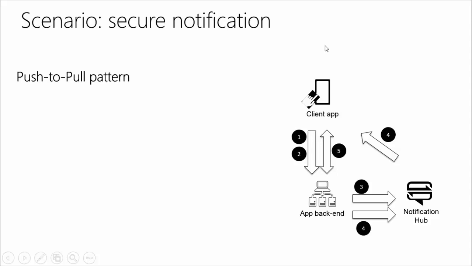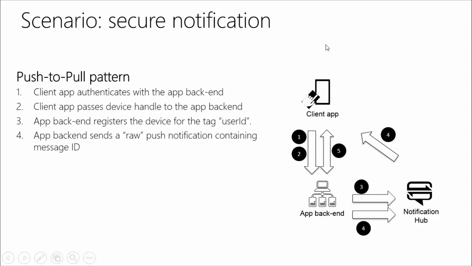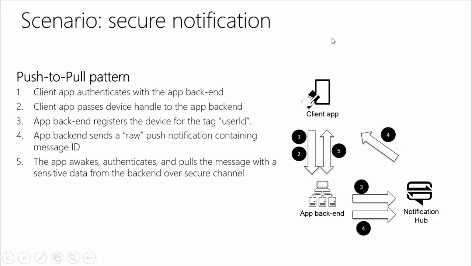Another scenario that's very similar, but slightly different, is where you want a secure notification. In this particular case, you have a push-pull pattern. So it's the exact same scenario as the others. My client app goes out there, it authenticates with the back end, the client app passes the device handle to the back end, and it registers again exactly the same way. But in this situation, what I'm going to push back is going to be a request that the client app then responds to on a secure channel.